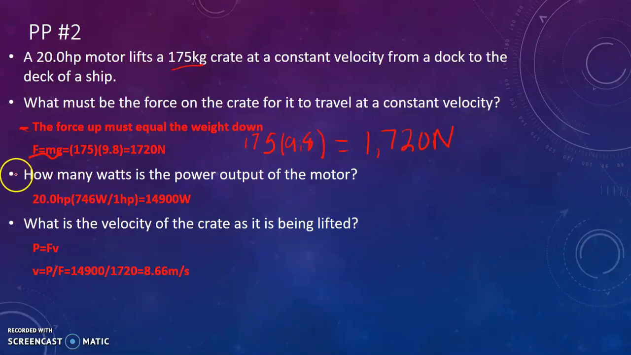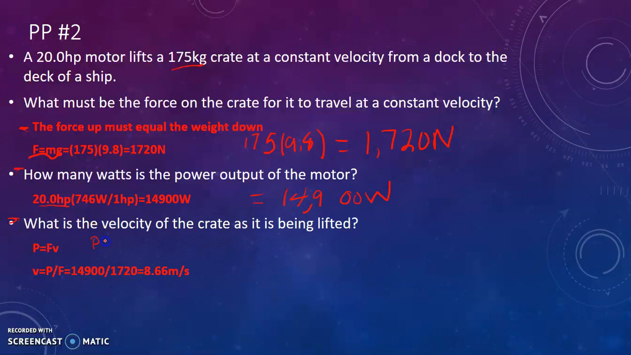Second part of this problem says how many watts is the power output for the motor. So we have the motor of 20.0 horsepower. Now we're going to convert it into watts. So remember the conversion was 746 watts per 1 horsepower. So we plug that into the calculator as a conversion, and we should get 14,900 watts.